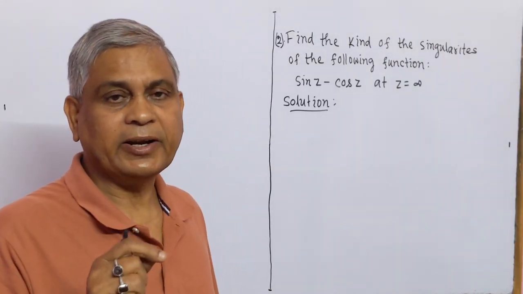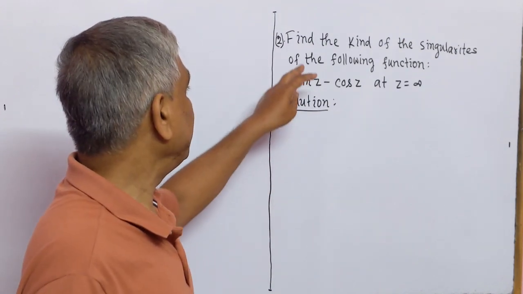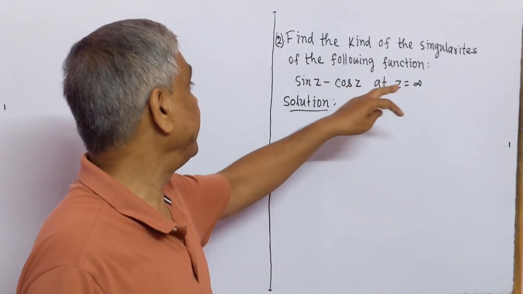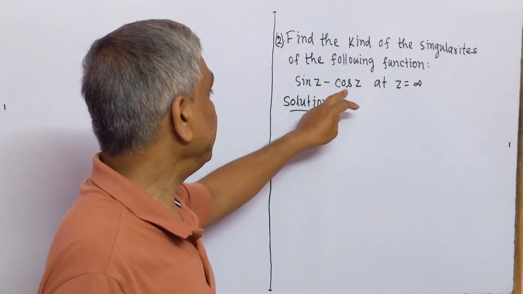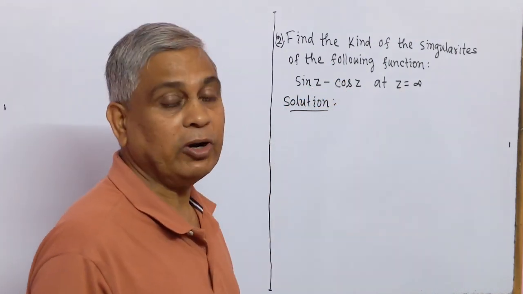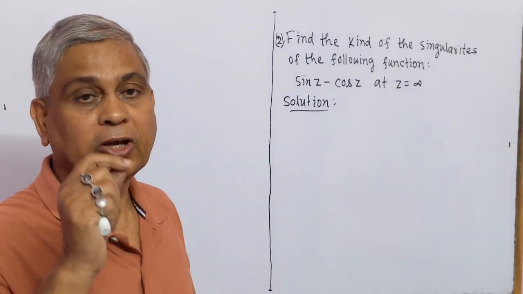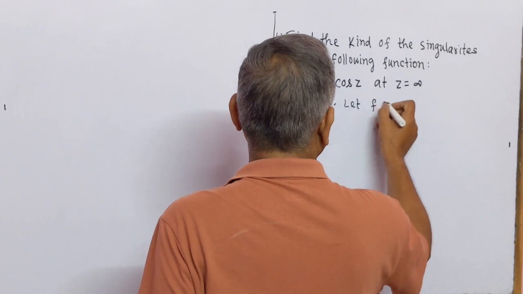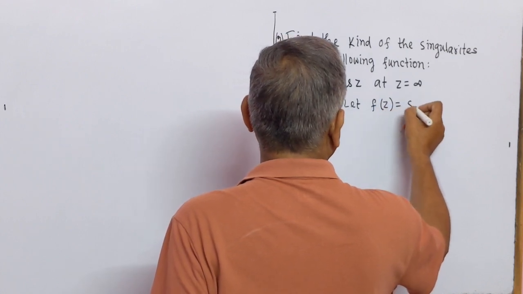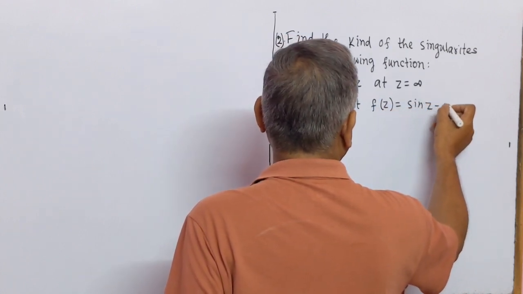Now we solve the next problem. Problem is find the kind of singularities of the following function: sin z minus cos z at z equal to infinity. Now we solve this. Let f(z) equal to sin z minus cos z.